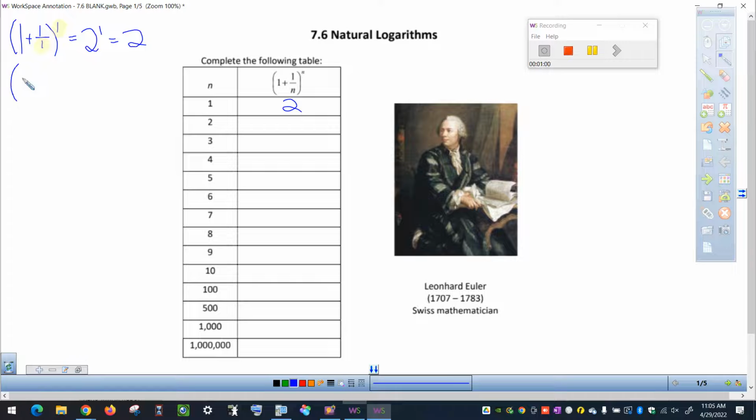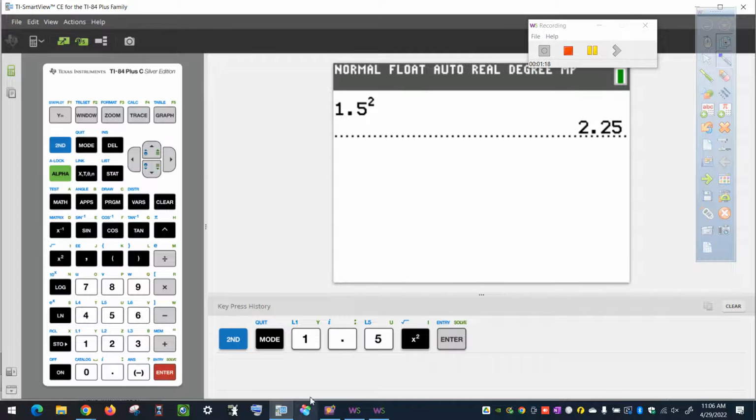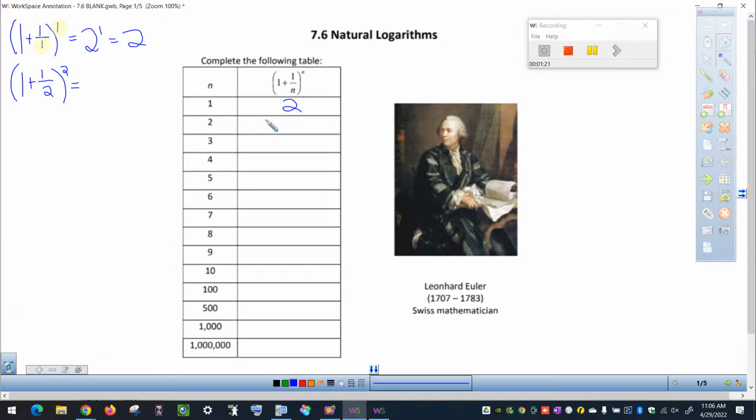All right, well, let's think about what this would be for the second input. So if we put 2 into this, we get 1 plus 1 half, which is really 1 and a half. You can think of it as 1.5, and then we are squaring that. So if we were to go to our calculator here and do 1.5 squared, we end up with 2.25.